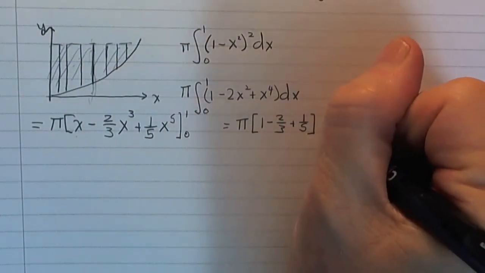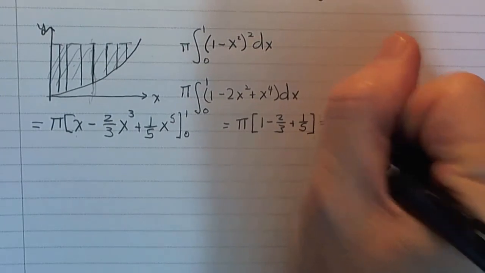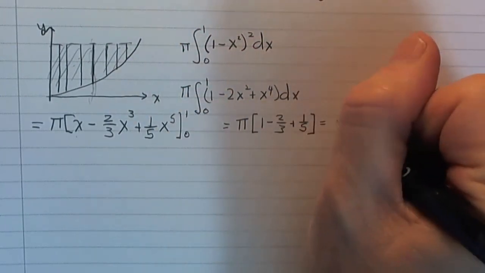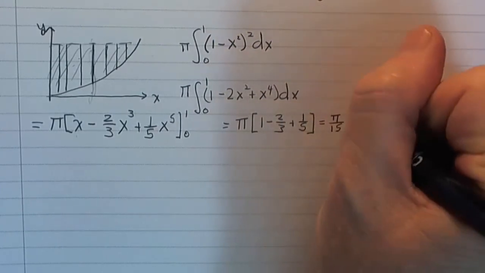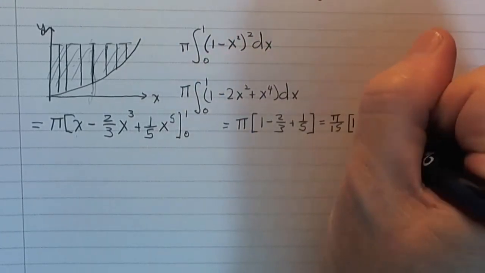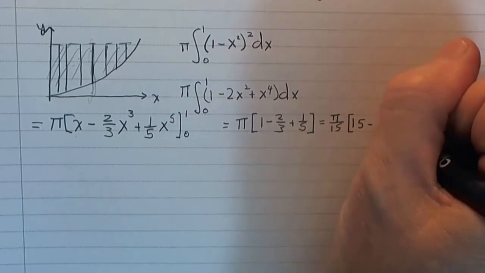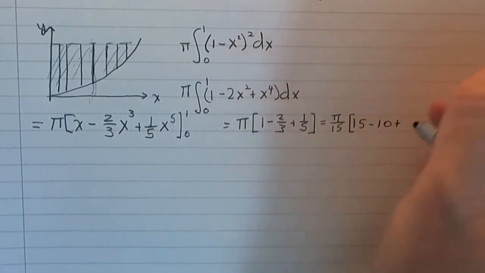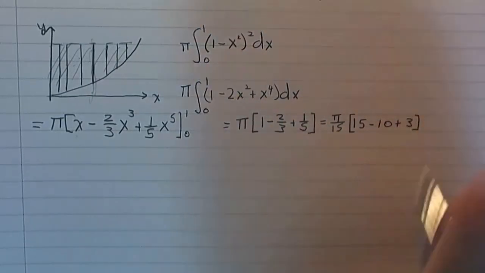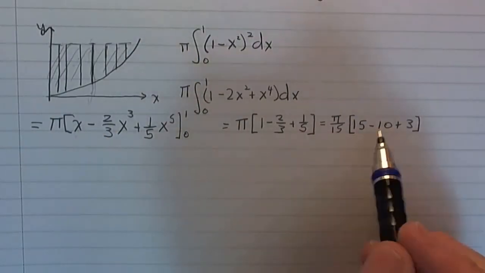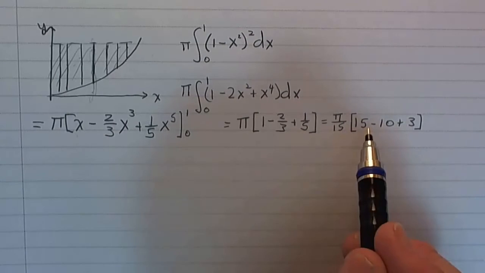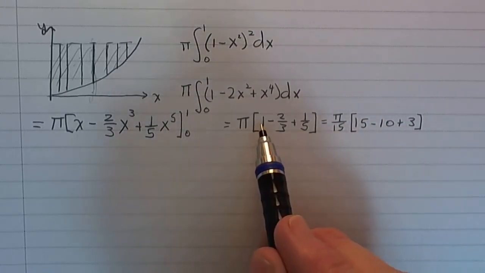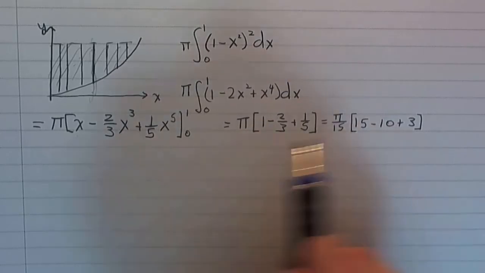Now I'm going to do this. I'm going to factor out a 1/15, right? So I get pi over 15. And what I get now is 15 minus 10 plus 3. See? Now, all I did was I divided by what I factored out. Notice I said 1 divided by 1/15, I got 15.